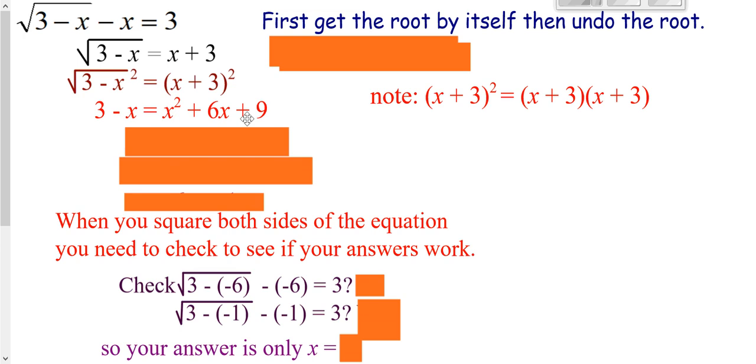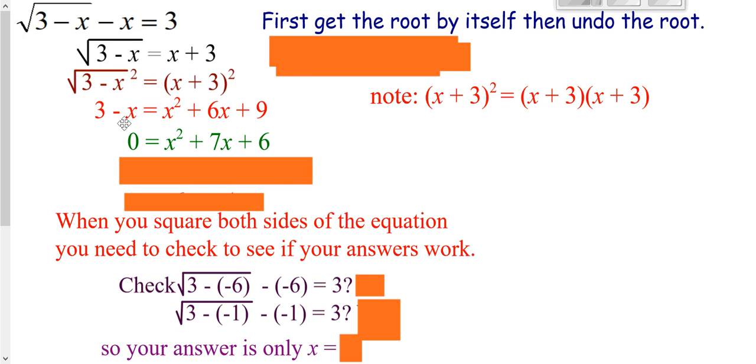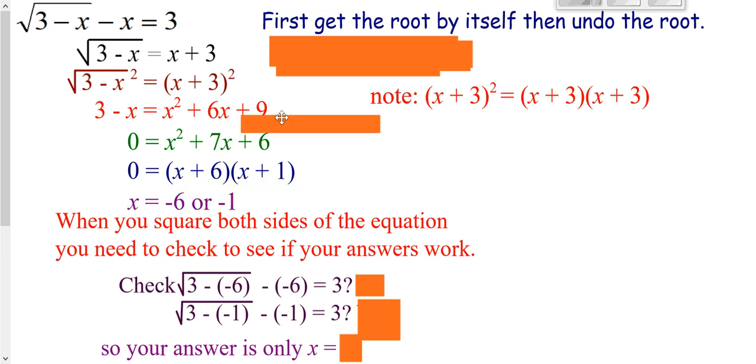Now it's just a nice normal quadratic. So you set it equal to 0 by adding x, subtracting 3 from both sides. This one does factor quite nicely. And then you set each factor equal to 0, and we get negative 6, and we get 1.